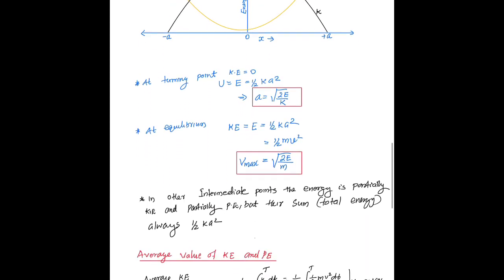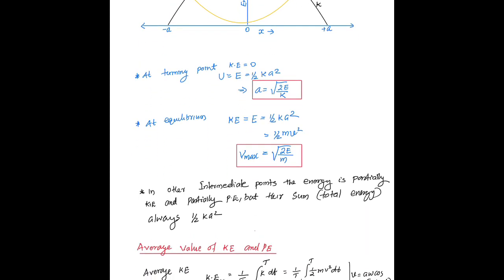In the same way, at the equilibrium position, kinetic energy becomes the total energy because potential energy is zero there, since the displacement is zero at that position. From this I can find an expression for maximum velocity, which is root 2E by m. At any intermediate point other than plus A, minus A or 0, the total energy is partially kinetic and partially potential energy, but their sum, the total energy, is always half kA square. So this is all about the energy diagram and energy expressions for the harmonic oscillator.